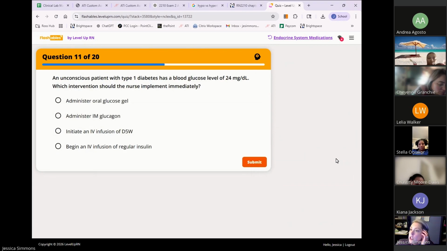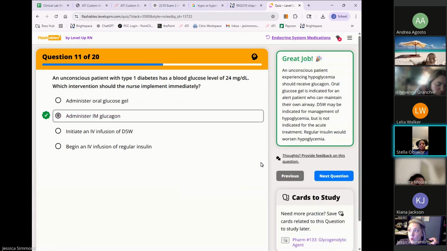An unconscious patient with type 1 diabetes has a blood glucose level of 24. Which intervention should the nurse implement immediately? First of all, we know we can't give anything oral because the patient is unconscious. Initiate an IV infusion of D5W. That's maintenance, that's not life-saving. Begin an IV infusion of regular insulin. Obviously no. That only leaves one, which would be B, IM glucagon. Very good.